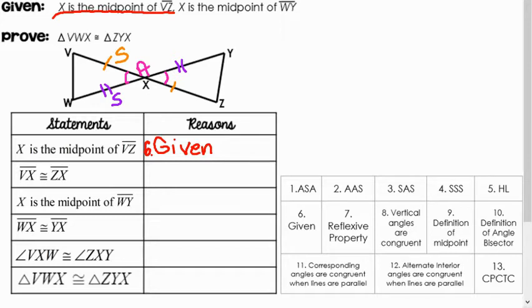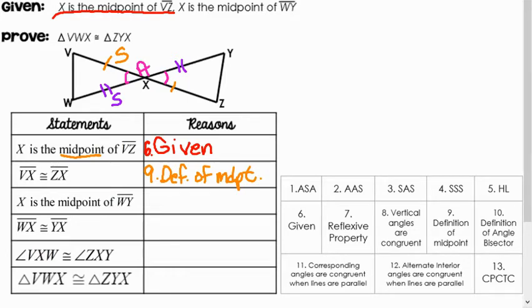Now, it says line segment VX is congruent to line segment ZX. How did we know those two marked in orange were congruent? Well, that just followed from the fact that X was the midpoint of that line segment. So that follows from reason number 9, definition of midpoint. And we always abbreviate the words here. Okay. That was from the definition of midpoint.